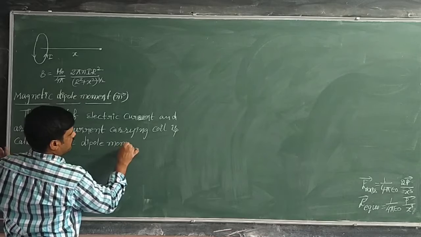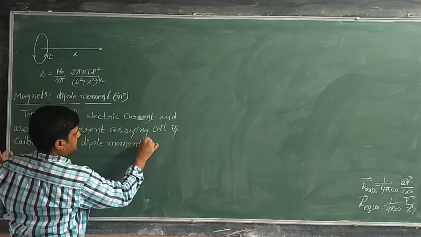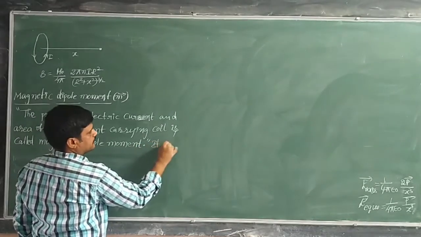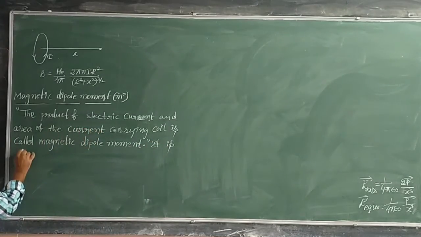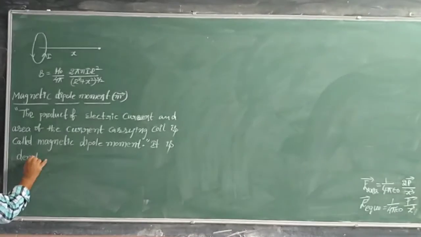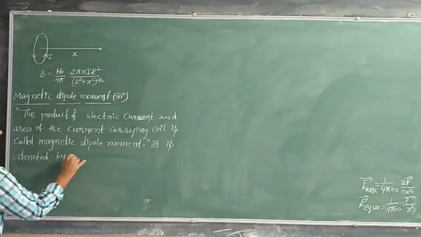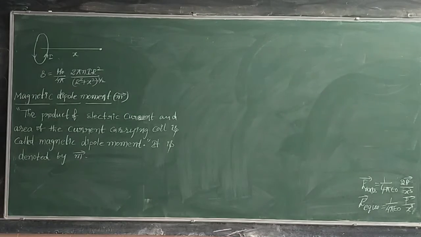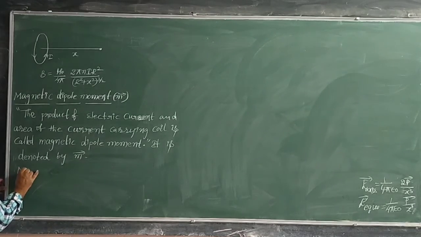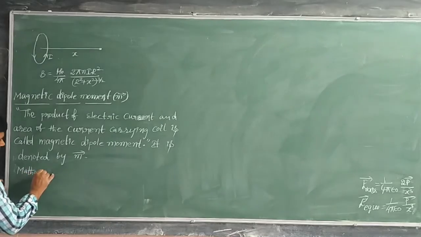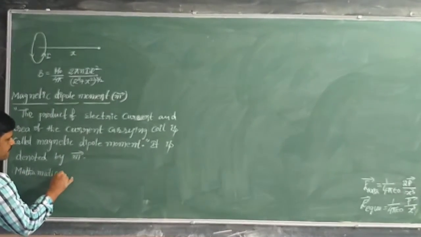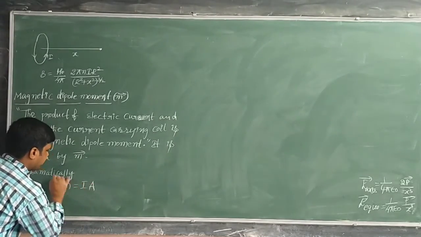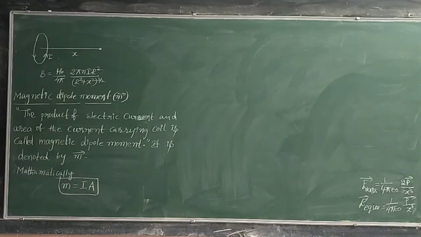Magnetic dipole moment is denoted by m bar. Mathematically, how to write the expression? Magnetic dipole moment m is equal to I into A.